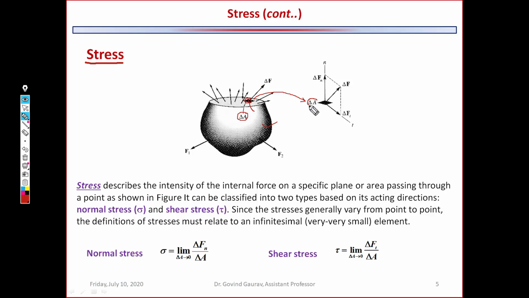This one is a small area delta A. At this particular area, a force is acting normal to this plane or area. That force is known as the normal force, giving the normal stress, and the force that is acting along this plane, Ft, is known as the shear force, giving the shear stress. The resultant of the normal and the shear force is represented by delta F, which is the resultant of these two forces.